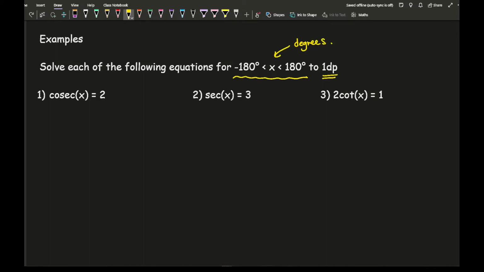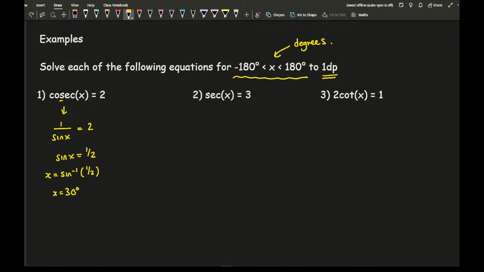So looking at the first question then, we've got cosec x as our subject. What we then want to do is convert this. So we've got that cosec x is 1 over sine x equals 2. Once I've done that conversion, I then want to make sine x the subject. So I take the 1 over to the side, so I've got sine x equals a half. Now I can use my calculator to do the inverse sine of a half, and that gives me the first angle, which is 30 degrees.